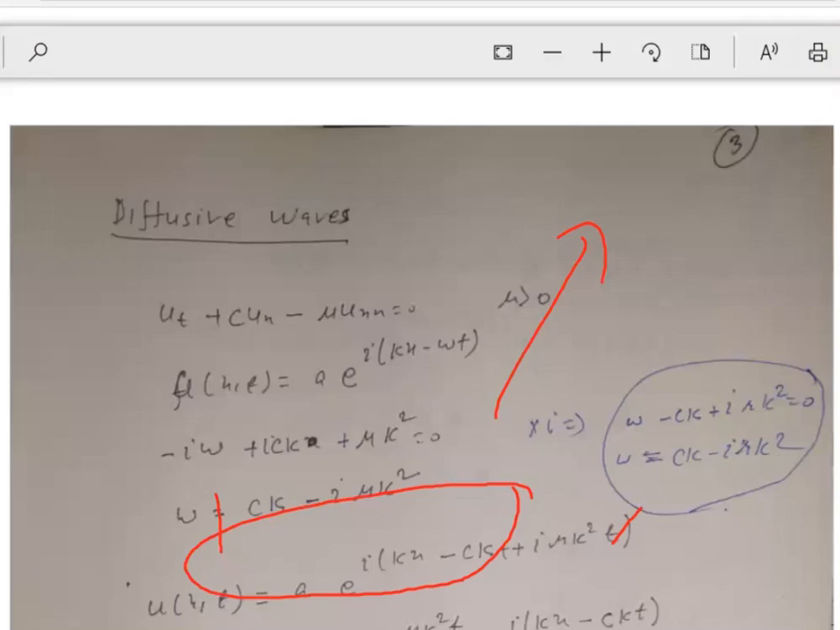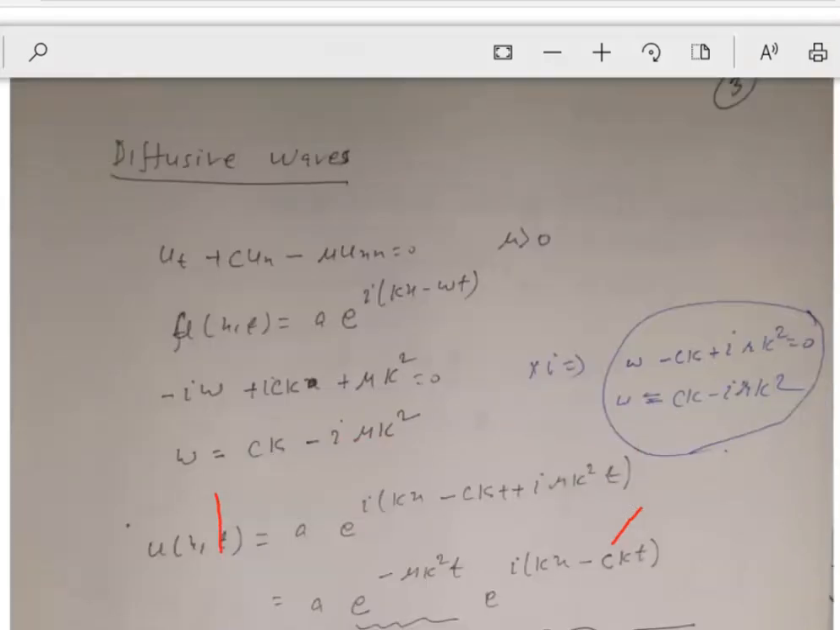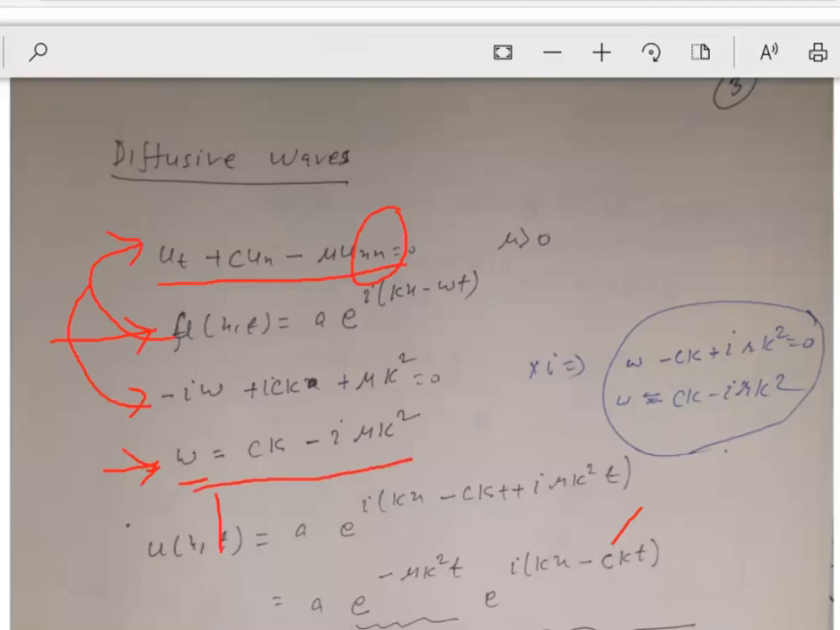Now let us consider a diffusive wave. Suppose you have this equation. Here, if you see, we are taking a second derivative. So again assume a wave solution something like this. Put it here. You will get this, and we get a relation between ω and k something like this.